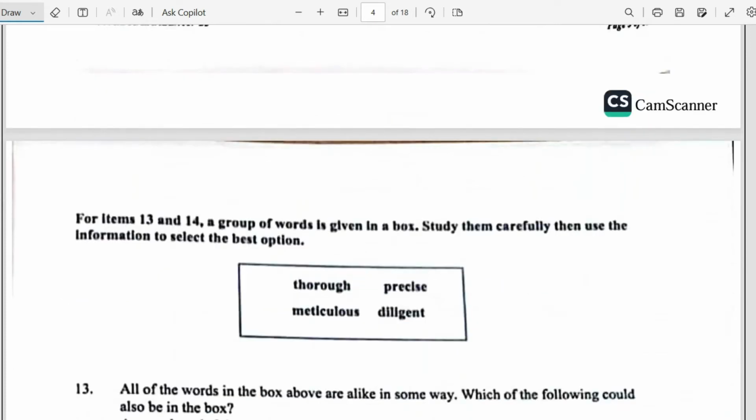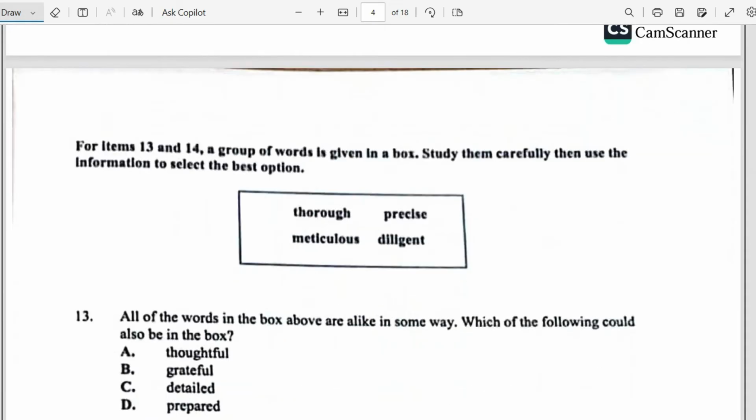For items 13 and 14, a group of words is given in the box. Study them carefully, then use the information to select the best option. The words in the box are thorough, precise, meticulous, diligent. All of the words in the box above are alike in some way. Which of the following could also be in the box?